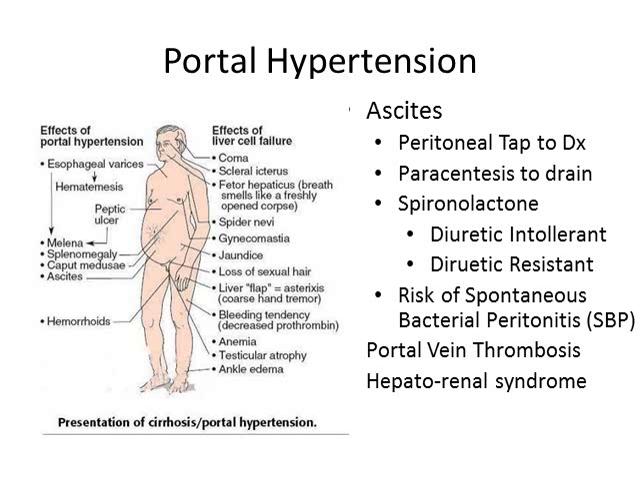So for ascites, you do a peritoneal tap, a paracentesis, to drain it. They give them spironolactone, and they can be diuretic intolerant or diuretic resistant. This is a bit too much, so don't worry, don't write this down, all right?